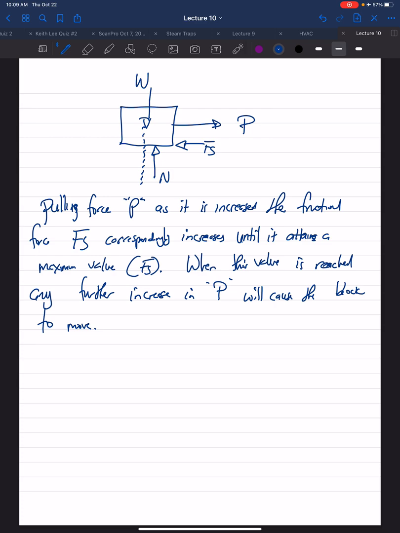So the frictional force, Fs, is proportional to the normal force and related to it by the constant of proportionality, mu sub s. And this mu sub s is the coefficient of static friction.